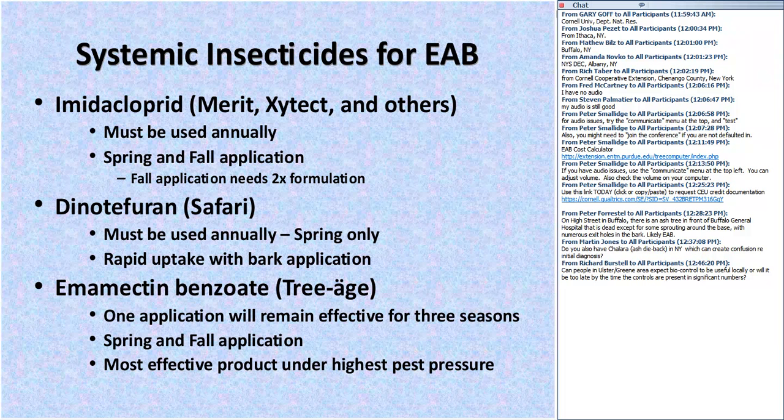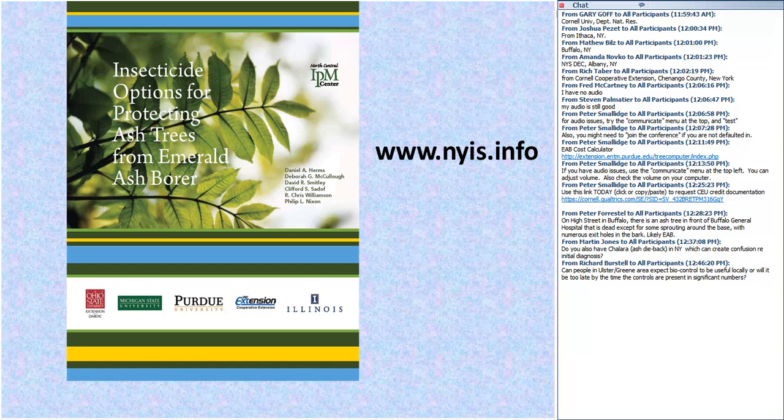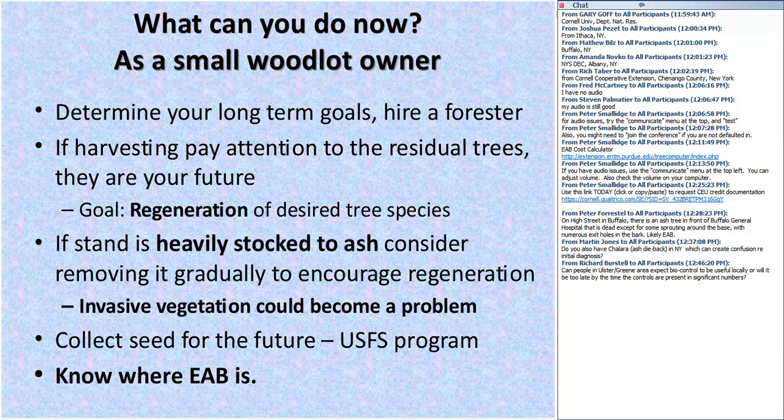The dinotefuran and imidacloprid products must be used annually, whereas the emamectin benzoate, as in the model that I demonstrated, is effective for 3 years before you need to retreat. And it has been shown to be perhaps the most effective product under the highest pest pressure situations. Anybody who's curious, this publication is a couple of years old, but it still is a great publication. It's available for download from our website, NYIS.info. I recommend reading it if you're at all interested in insecticides for treating emerald ash borer.